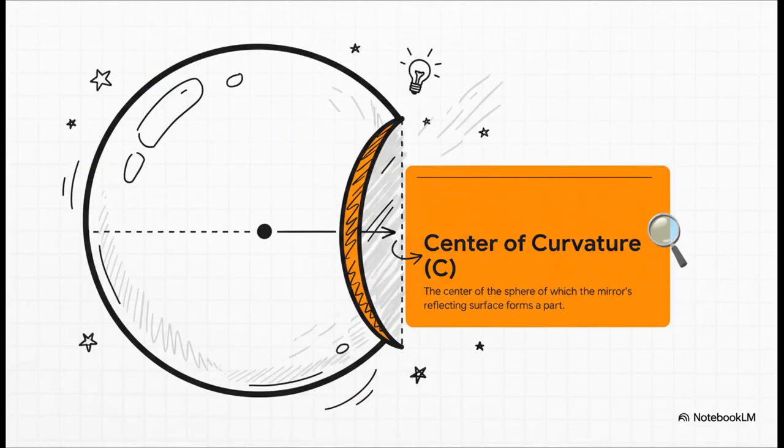Okay, next we've got the center of curvature, or C. Here's a good way to think about it. Imagine your mirror is just a little slice cut from a giant hollow glass ball. The center of curvature is the exact center of that original big ball. So for the inside of our spoon, this point isn't even on the mirror itself. It's just kind of floating in space out in front of it.